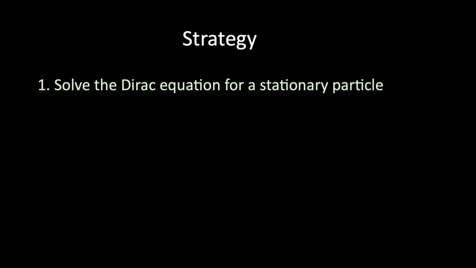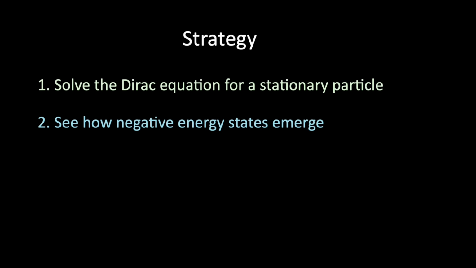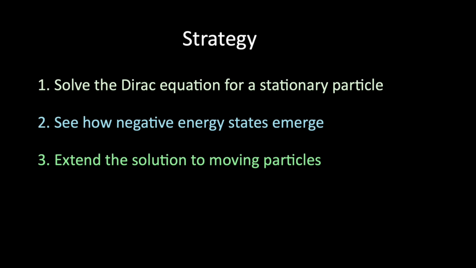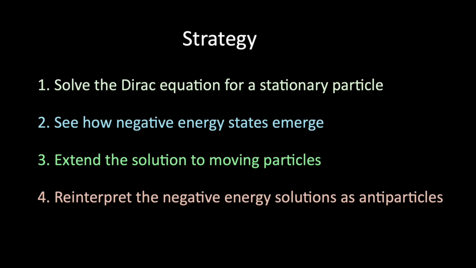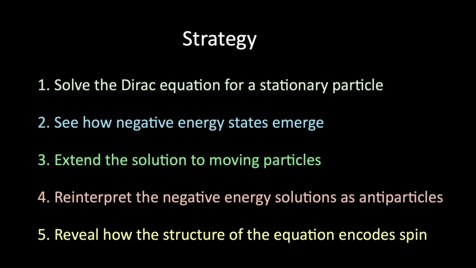To address these questions, we require a strategy. In this video, we will begin by solving the Dirac equation for a stationary particle and uncover its energy spectrum. We will then see how negative energy states emerge and why we can't just throw them away, before extending the solution to moving particles. We will then reinterpret the negative energy solutions as antiparticles and show how Dirac predicted the positron. And finally, we will reveal how the structure of the equation itself encodes an intrinsic angular momentum, what we now call spin. This is the story of how one equation reshaped our understanding of reality, again.